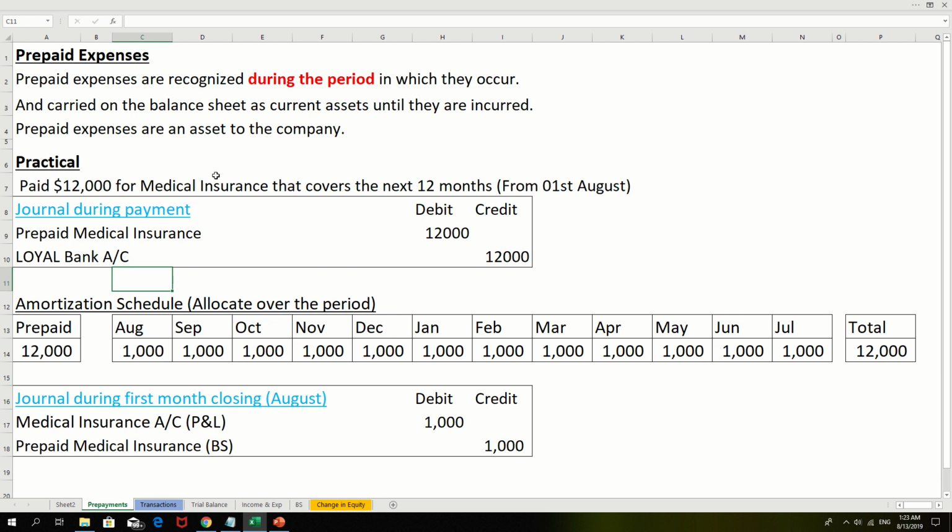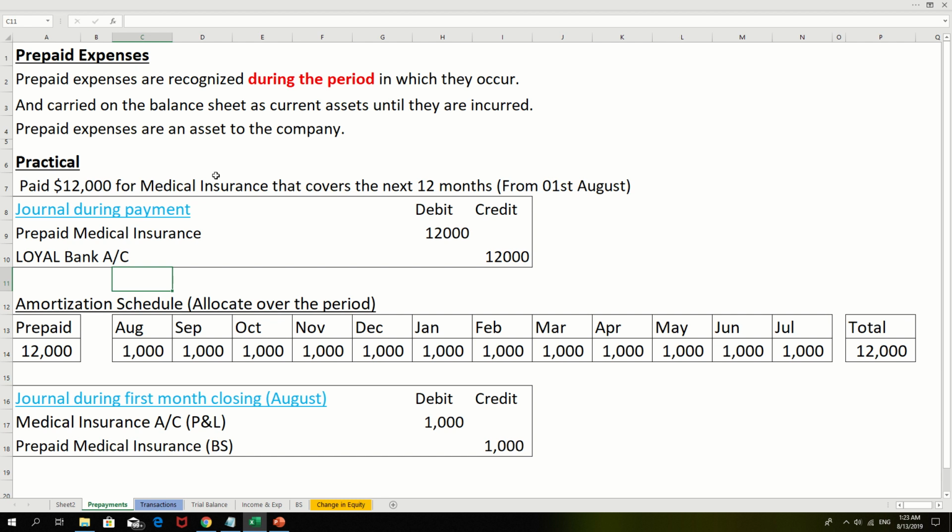As the name states, prepaid. You can see it's a prepaid expense. We are paying in advance for a service. The service will occur in a future period. It's not yet done or maybe not yet started. So whenever we are getting the benefit out of the amount we have paid, we have to book the expense at that time only. That is why it's clearly mentioned, recognized during the period in which they occur.